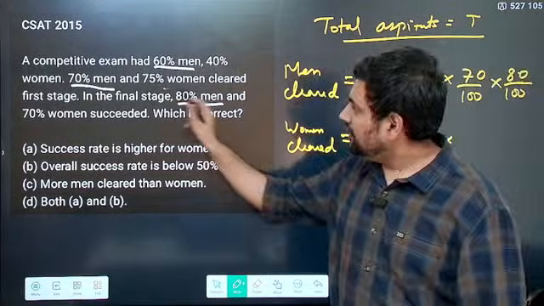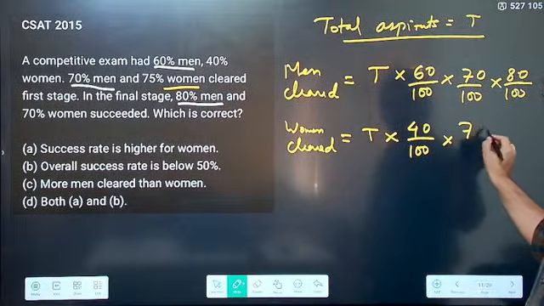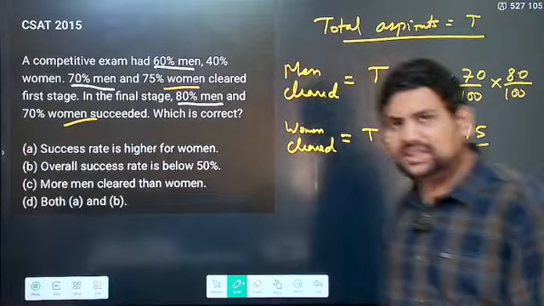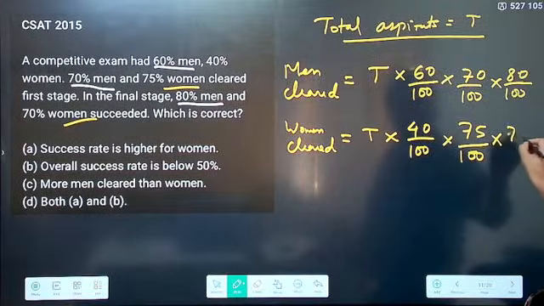Next, 75% women cleared the first stage. So this is 75 by 100. And then 70% women succeeded in the final stage. So this is 70 by 100.